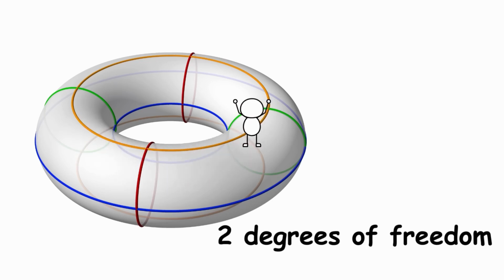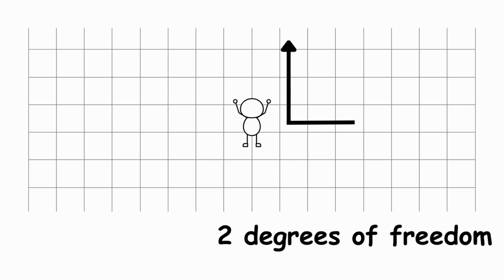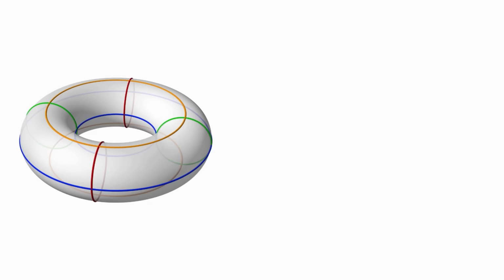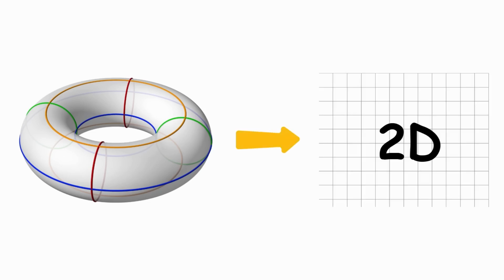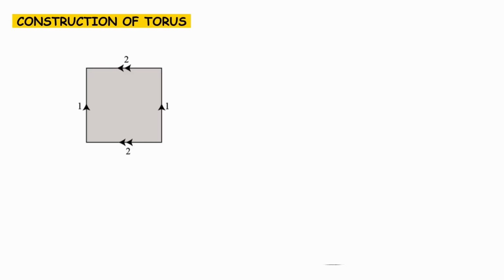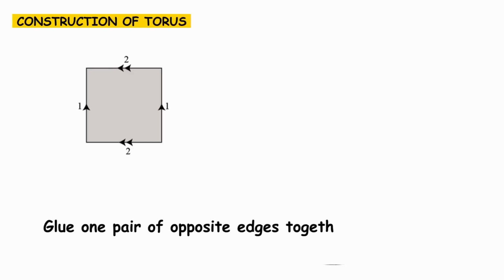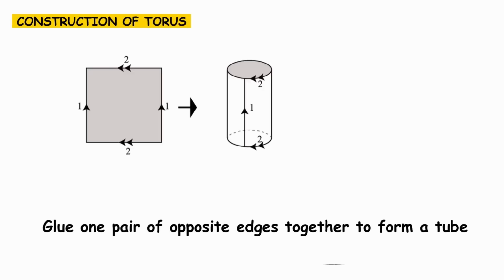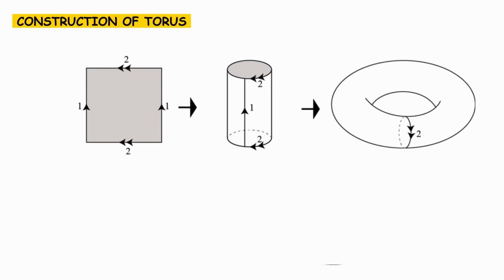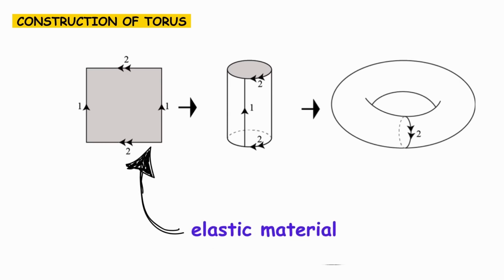This is similar to a plane, which also allows 2 degrees of freedom for movement. Therefore, the torus is topologically 2-dimensional. One way to construct a torus is to start with a rectangle. Glue one pair of opposite edges together to form a tube, and then glue the ends of the tube together. Of course, the rectangle should be made of an elastic material for this to work properly.